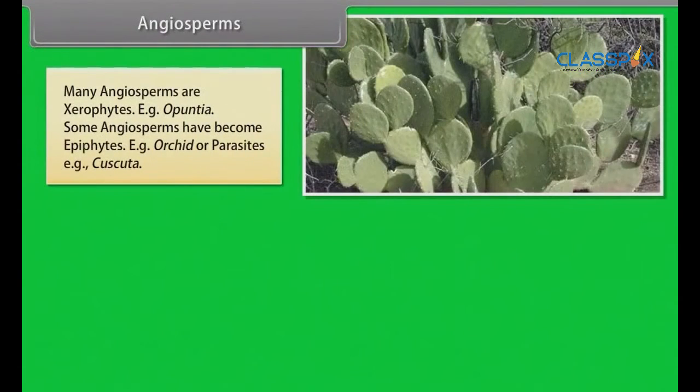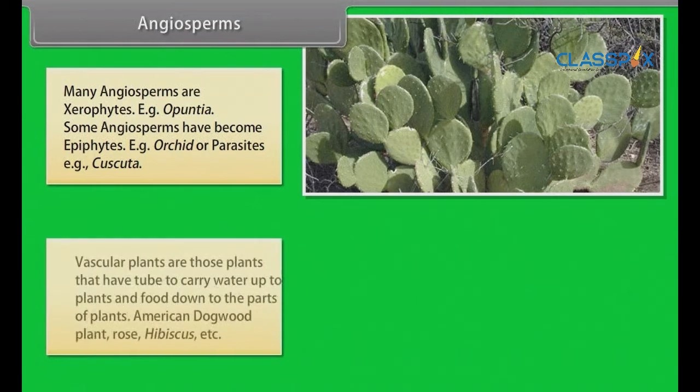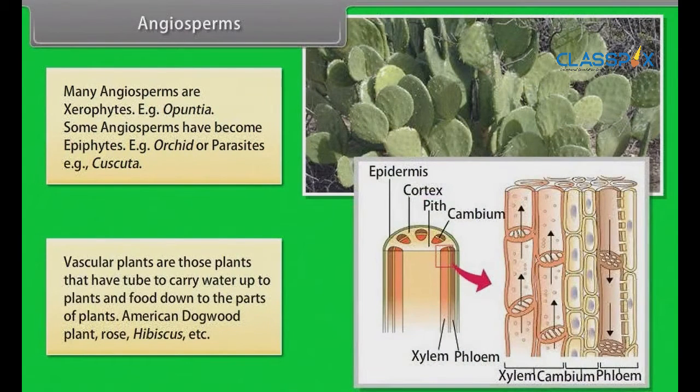Many angiosperms are xerophytes, for example Opuntia. Some angiosperms have become epiphytes, for example orchids, or parasites, for example Cuscuta. Vascular plants are those plants that have tubes to carry water up to the plant and food down to the parts of the plant, such as the American dogwood plant, rose, hibiscus, etc.